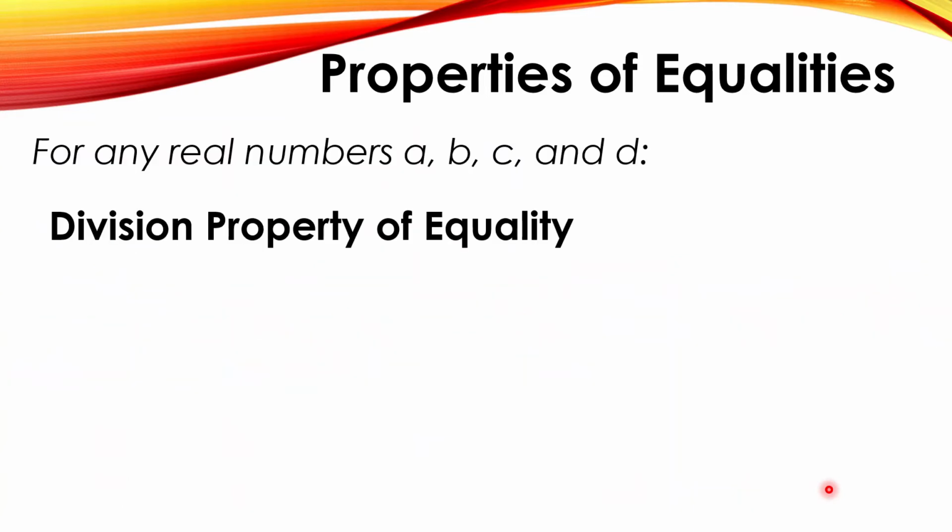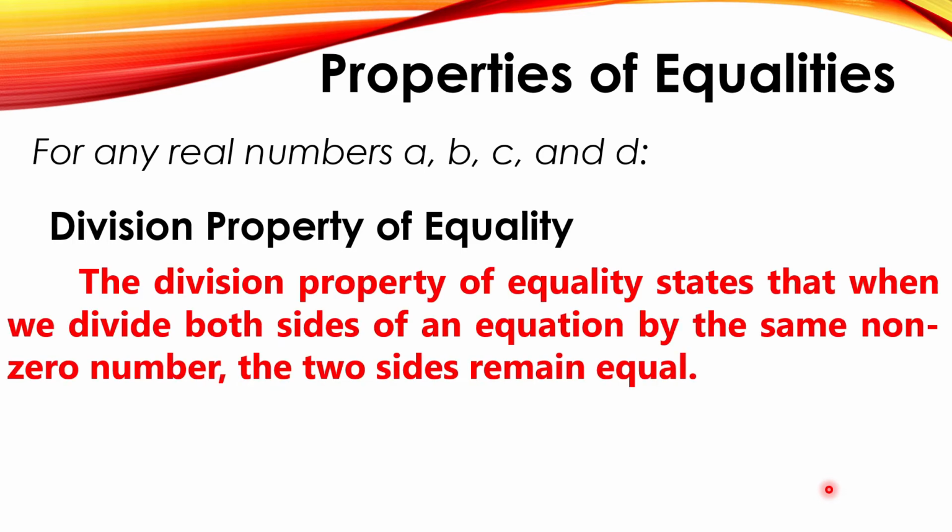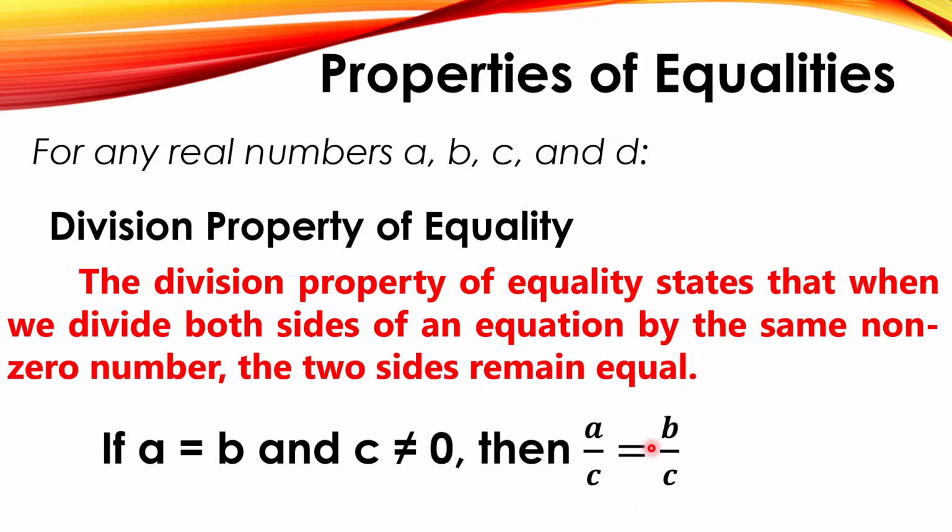And for division property of equality, we divide both sides of an equation by the same non-zero number, and the two sides remain equal. So if a is equal to b and c is not equal to zero, then a divided by c is equal to b divided by c. Okay, for example, a is 10 and b is equal to 10, then c is equal to 2. So 10 divided by 2 is equal to 5, then 10 divided by 2 is equal to 5.